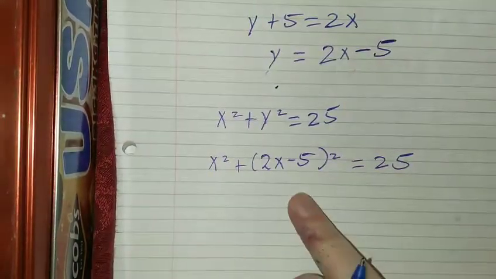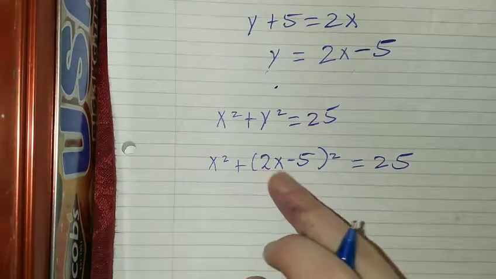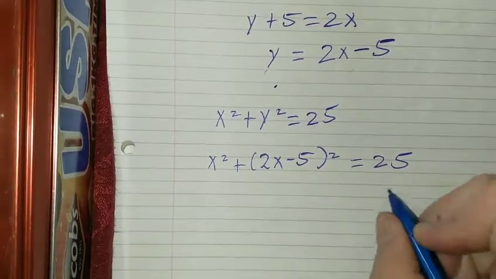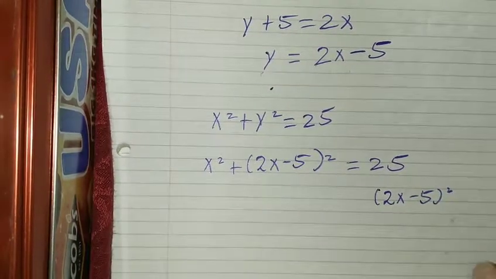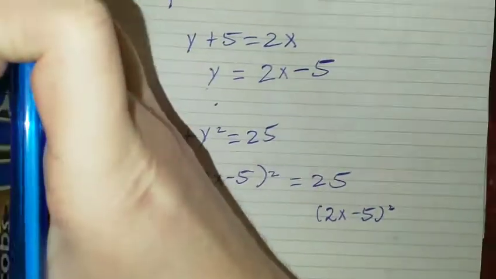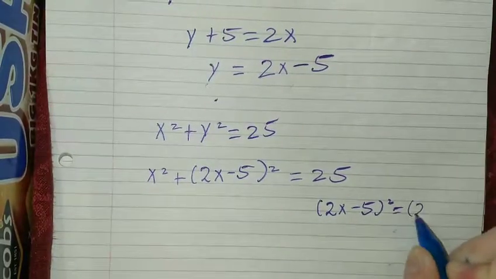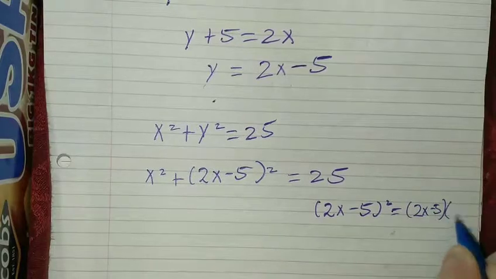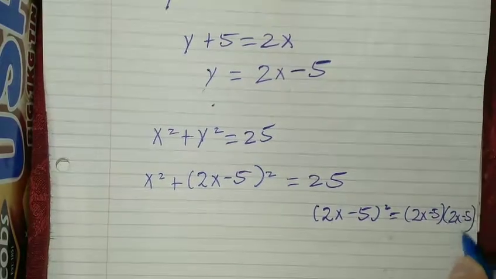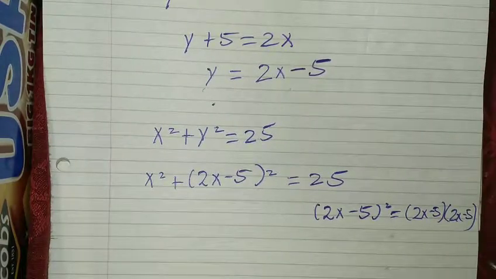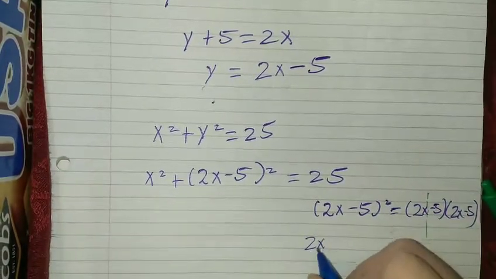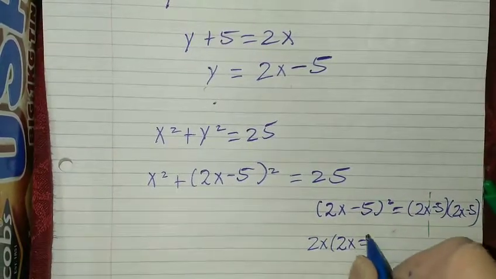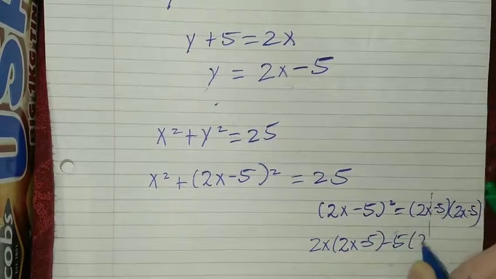So when I have a bracket like this squared, I can't just square the 2x and square the minus 5. What I actually have to do, and I'll do it on the side, I have to actually multiply this out, because squared means I'm multiplying it by itself. So it's going to be 2x minus 5 and then 2x minus 5. And then what I have to do, in this case, I now have to split my first bracket, and then my 2x by my second bracket, which is 2x minus 5, and my minus 5 by my second bracket, which is 2x minus 5.